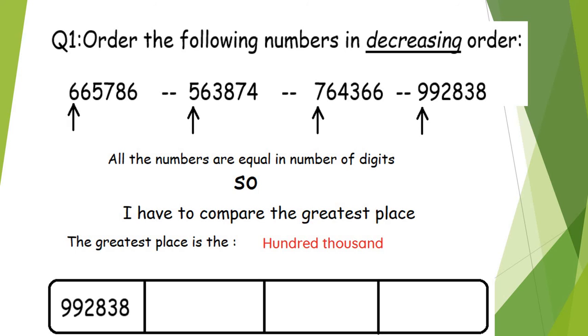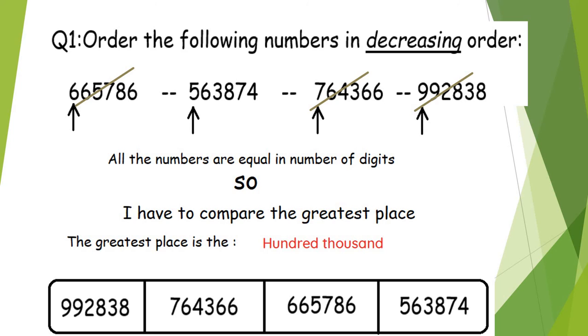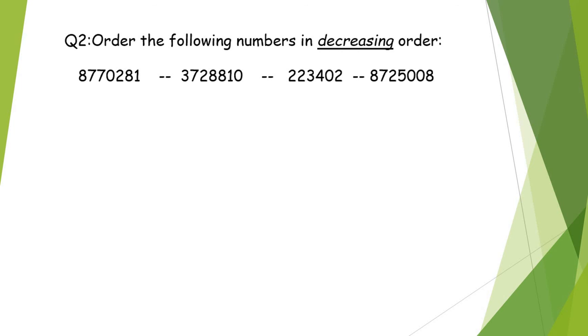So we put it in the first place and we erase it. Then we write the second number, which is 700,000. And then we look at the third one, it's the 600,000. And we erase it, don't forget that. And then we write the 500,000. Amazing. So this is how we do the decreasing order. I'm on the top and I'm going down.